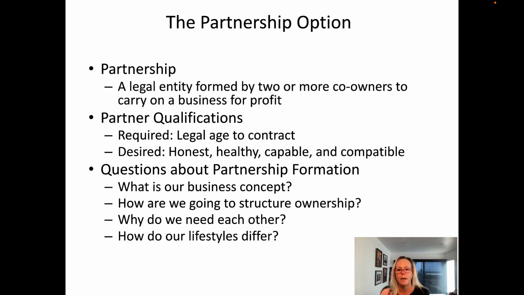Is it 50-50? If you don't have a partnership agreement, by operation of law, it's 50-50, or 33-33-33, 25-25. It is an equal partnership if you don't have a partnership agreement. Why do we need each other? Are you going into a partnership with your best friend because you're best friends, or because you have a talent and they have a talent and the business needs both of your talents to be successful? Sometimes people enter into partnerships with people who should really be employees rather than business partners.